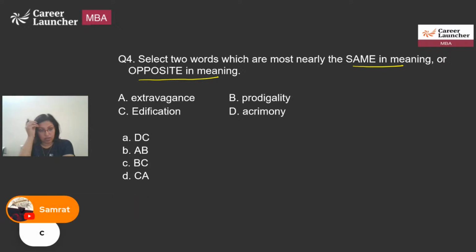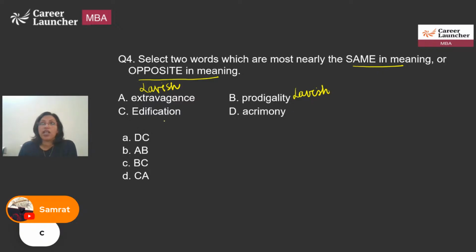Let's take a look. So all you needed to do was identify the meanings of the words and see which ones were synonyms or which ones were antonyms. And then you would have found the answer. So let's take a look at these words very quickly. Extravagance is when you're very lavish in spending and you spend without thinking about it. Similarly, prodigality is also the same, when you spend lavishly without thinking, right?